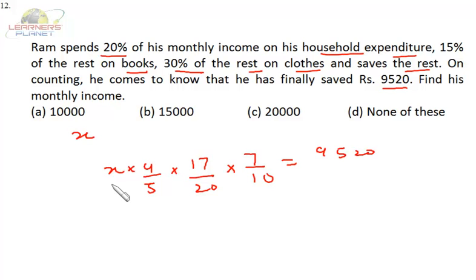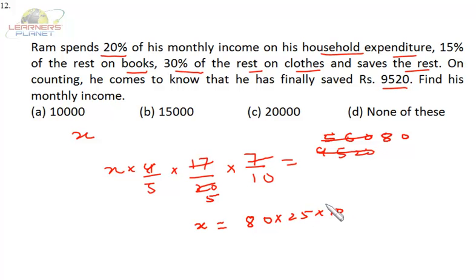Friends, X was his monthly income and he's spending on household expenditure, then on books, and then on clothes, and finally he's left with this amount, which is actually 9520. Now we have to find out the value of X. Okay, so let's solve it. So X will be 80 into 25 into 10. That means 20,000. Okay, I hope you are clear.